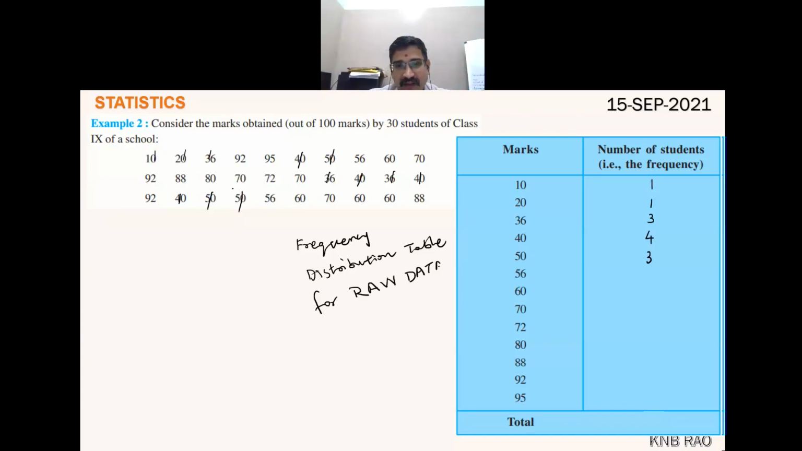Understood? Very important. Frequency distribution table for raw data I did. Now, why did I get 40? Because 40 marks out of 30 students, 4 have got. So 4 students are getting 40 marks amongst 30 students. So that's why frequency of 40 is 4. So this way we will do it. So total number of students will come 30. Okay, now next, rest you know how to do it.